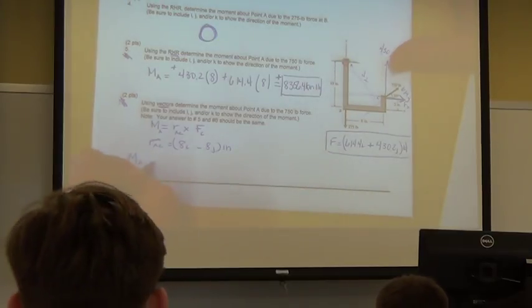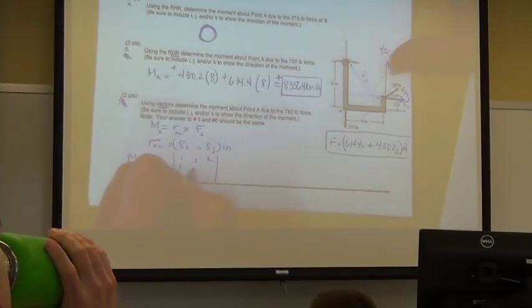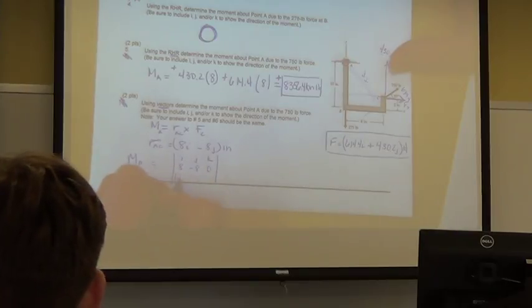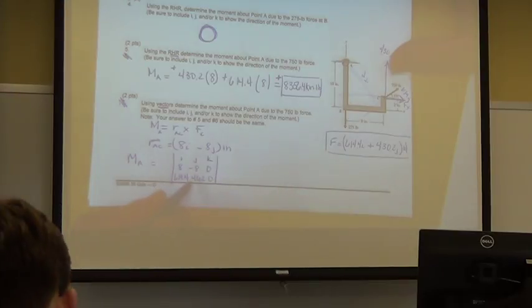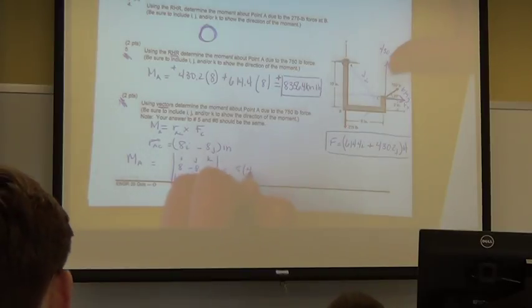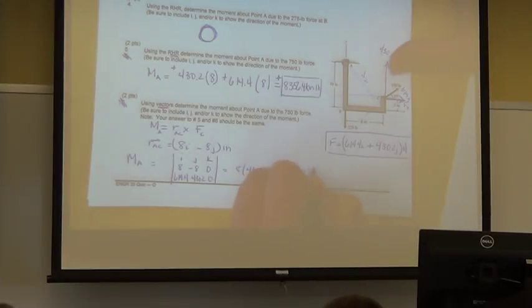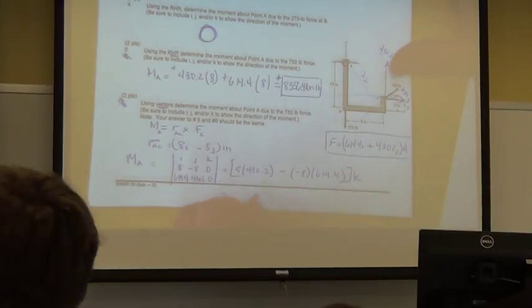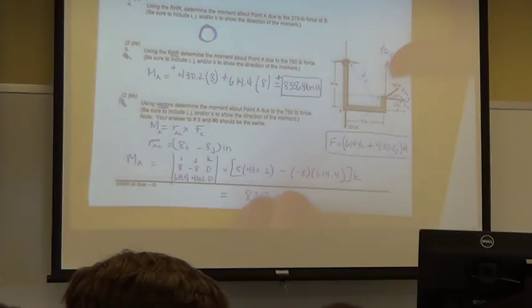So the moment about A equals, what do you put in the first row? i, j, k. 8, negative 8, 0, 614.4, 430.2, 0. This minus this, so it's going to be equal to 8 times 430.2 minus a negative 8 times 614.4. It's all in the k. And what's the unit? What does it turn out to be? Do you get the same answer? K inch-pound.